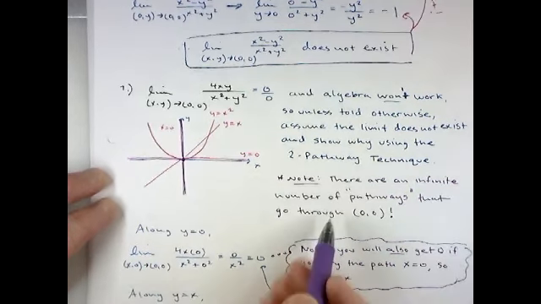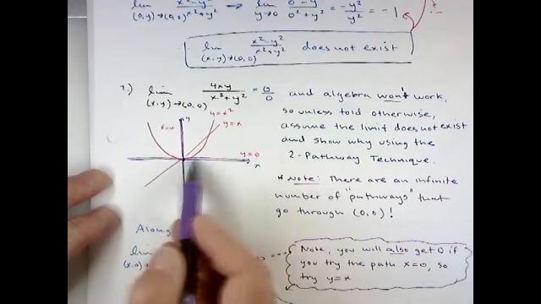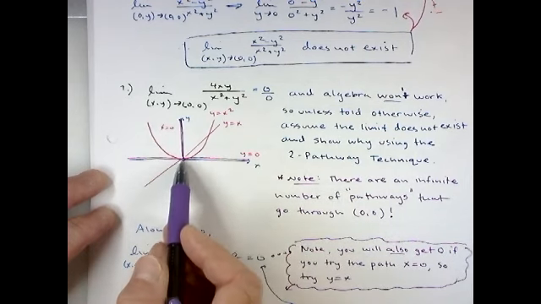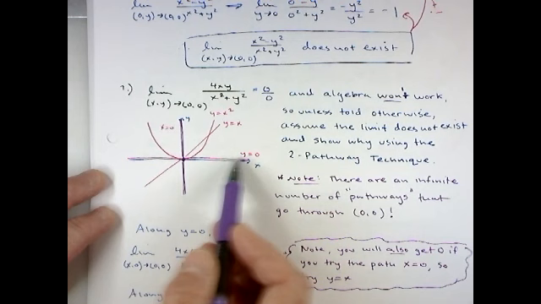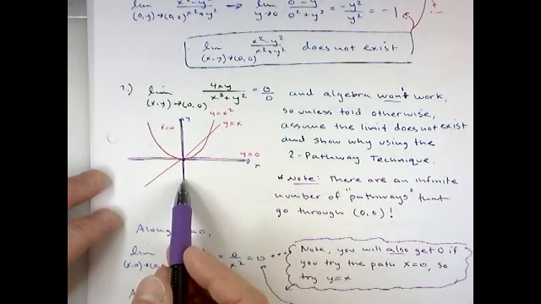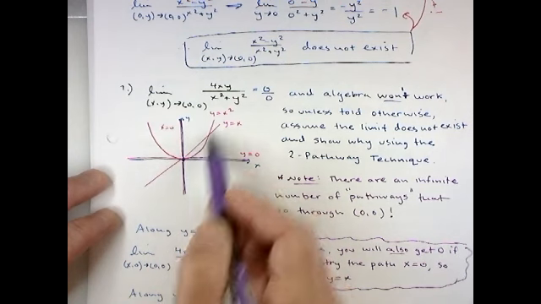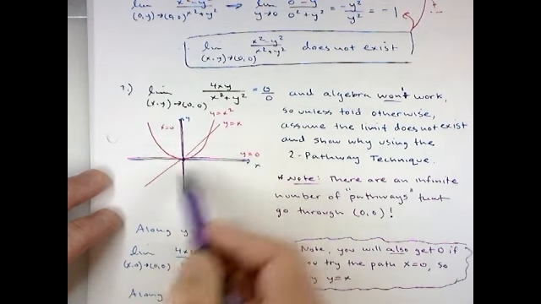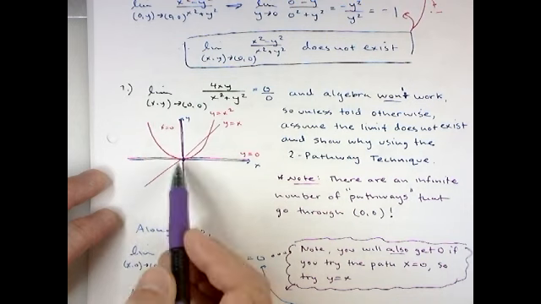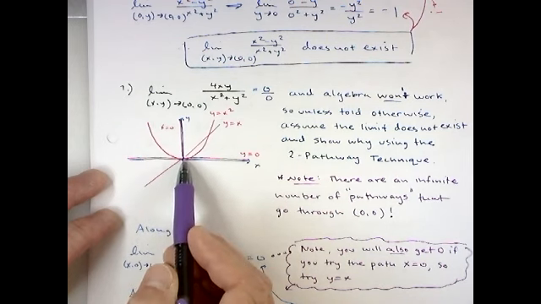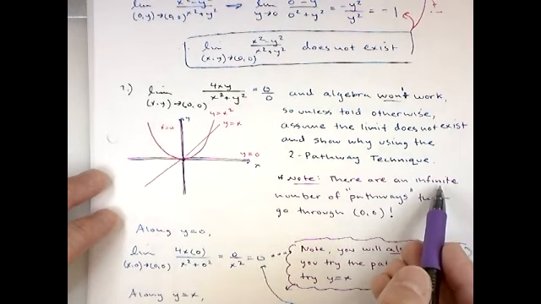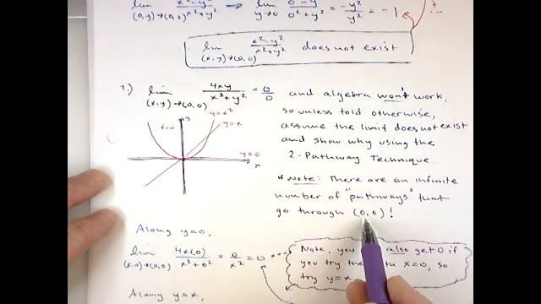And here's why. There's an infinite number of pathways that approach 0, 0. I can try y equals 0, x equals 0, like we did on the previous problem, y equals x squared, y equals x cubed. Any equation you can think of that approaches 0, 0 is a legitimate path. So there's an infinite number of pathways that go through 0, 0.